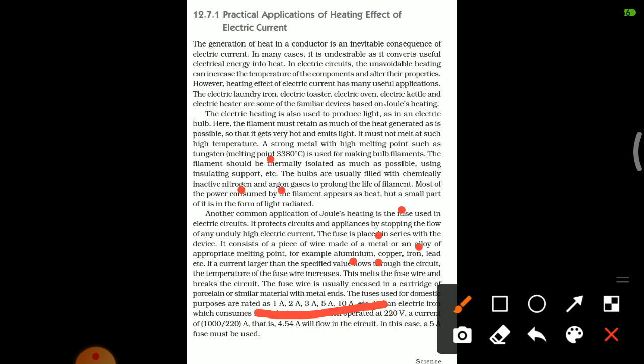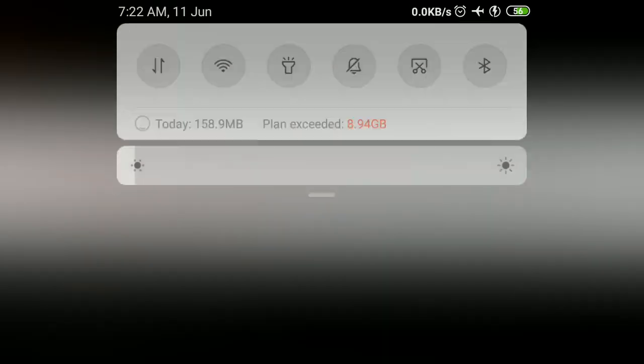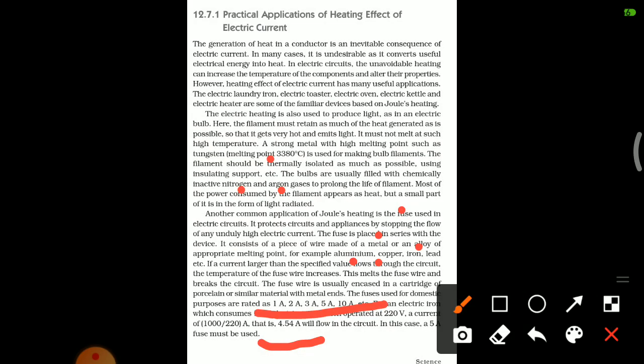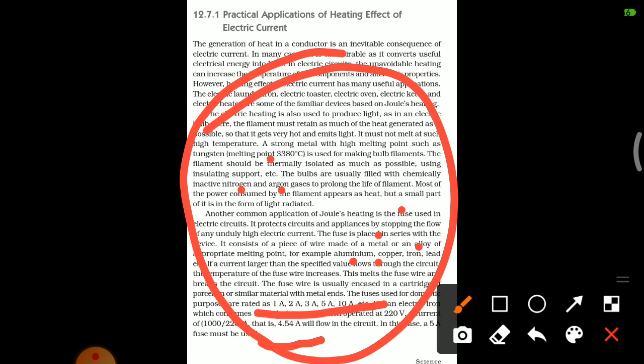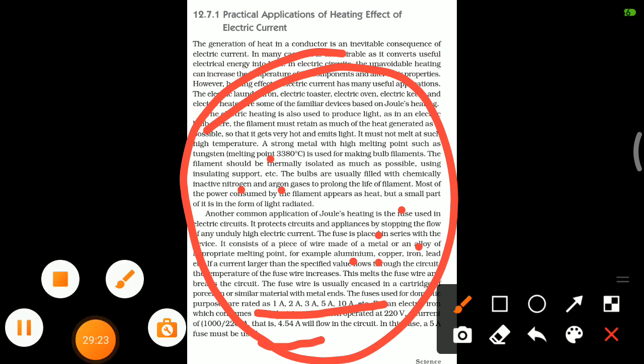So how do we find the rating of the fuse wire? The fuse rating equals watt divided by volt. If you divide these two, you get the fuse rating. So this is your book content. After watching the videos, you have to take your book and see the book content.